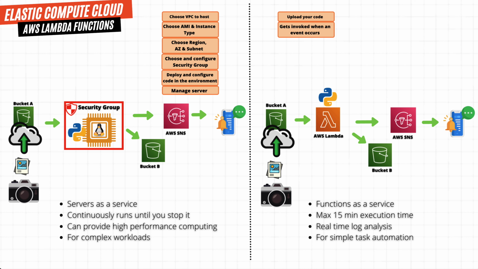We simply upload our code and wait for an event to trigger our function. That event, of course, being when a photo is uploaded to bucket A. It then triggers the Lambda function to run and process our images. It pushes the resized images into bucket B, and also triggers an SNS topic, which sends us a message letting us know with either an email or text message that our image has been resized. Here, we don't have to maintain or set up any servers.